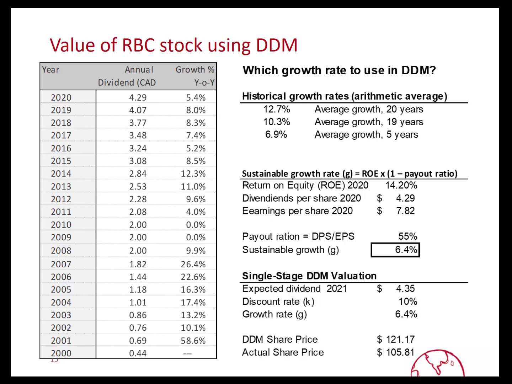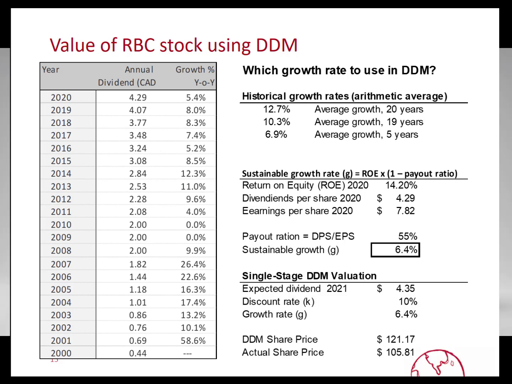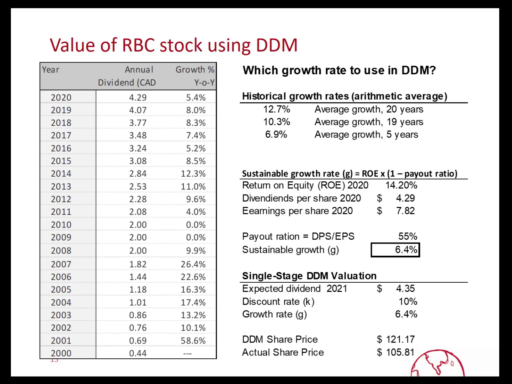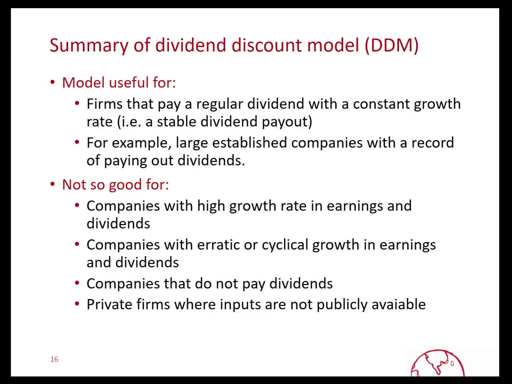If we were to plug that into our single-stage dividend discount model with constant growth, we would see that the implied share price would be $121.17, which compares quite favorably to the actual share price of $105.81. If you believe this model and those inputs, you would want to buy the share because right now it is undervalued at $105 and you believe it will rise to $121.